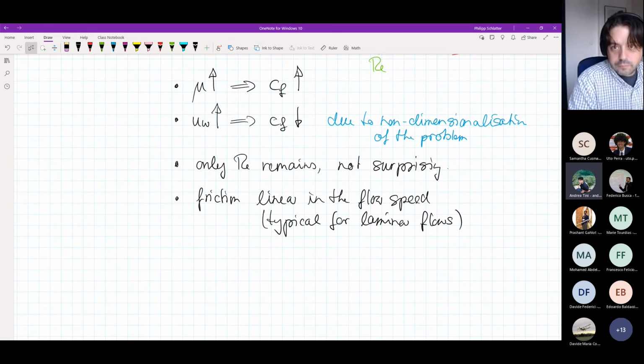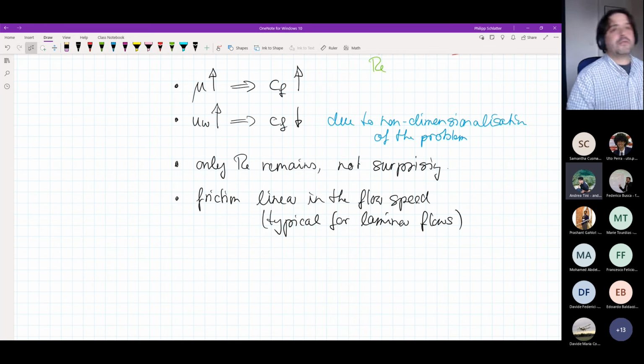Sorry, Professor. Yeah. Can you hear me? Yeah. How would the friction coefficient change if we don't have a Newtonian fluid, if we have a non-Newtonian fluid?